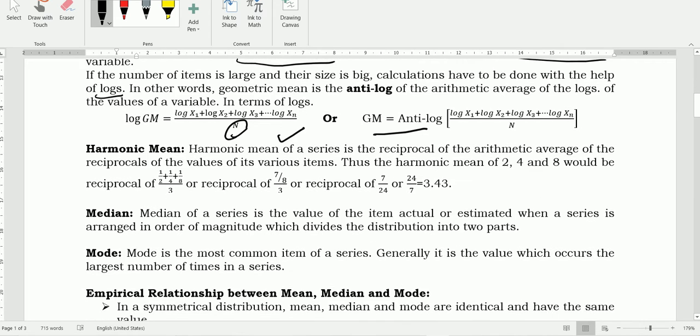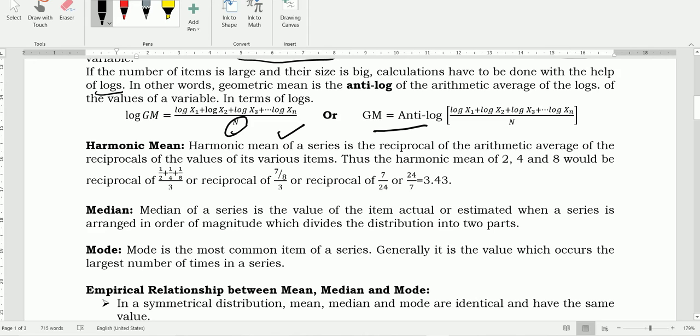And next we have the harmonic mean. This is another type of central tendency. The harmonic mean of a series is the reciprocal of the arithmetic average of the reciprocals of the values of its various items.